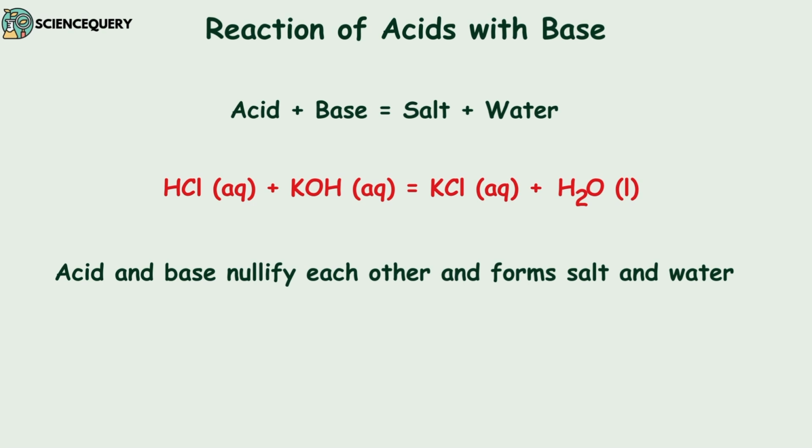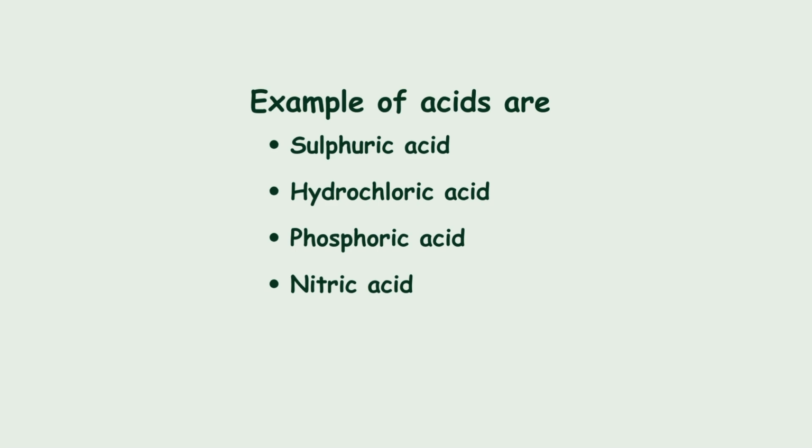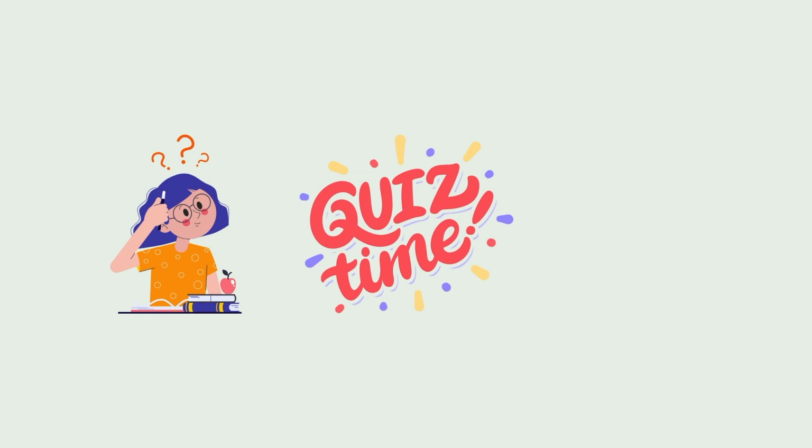Next is the reaction of acid with metal oxide. Acid when reacts with metal oxide, again salt and water forms. Here for example, acid HCl when reacts with copper oxide, it forms CuCl, that is a salt, and water. Now finally let us see some of the examples of acids like sulfuric acid, hydrochloric acid, phosphoric acid and nitric acid. Well, that is all about acids in this video.